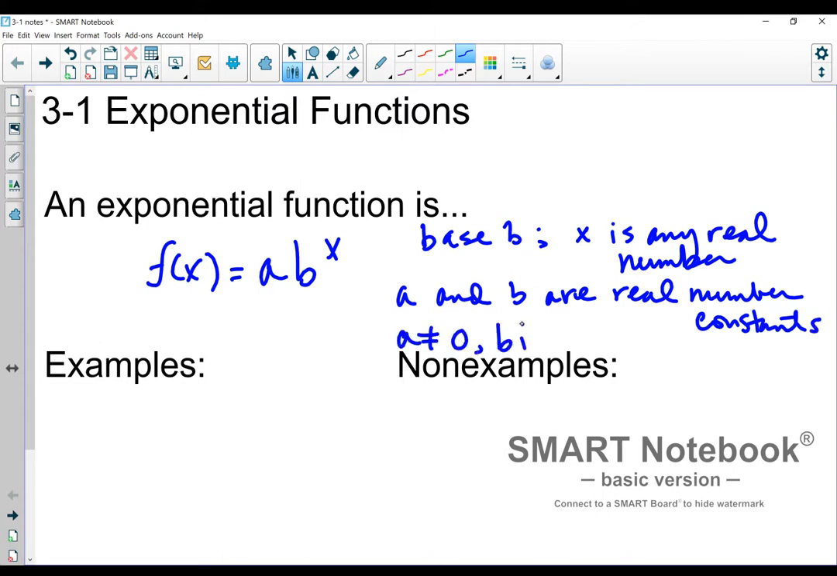B is positive, and b is not equal to 1. So there are lots of different clauses there. We have to have everything exactly right, but then an exponential function is that form. The key for an exponential function is that the exponent is the variable.